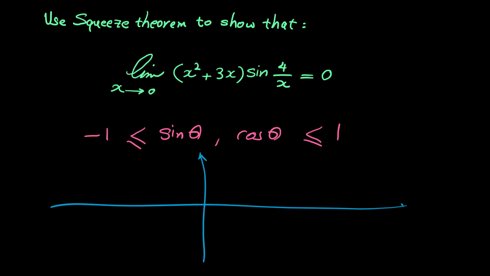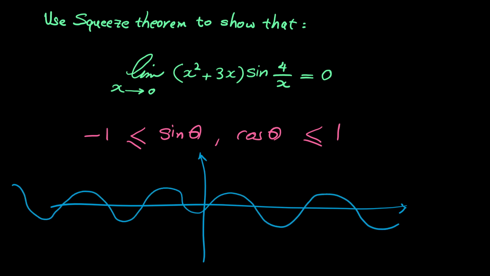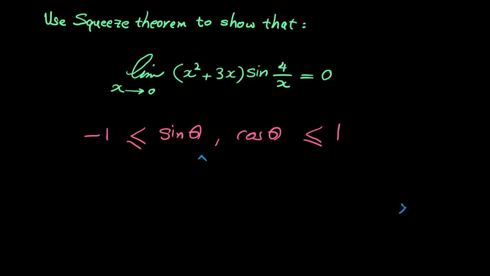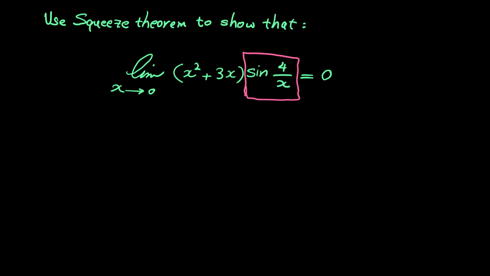And it's because if you remember the graph of sine, it oscillates up and down between -1 and 1. So sine and cosine always oscillate between -1 and 1. For this reason, when we want to find these types of limits, we start from this part of the limit, and we say sine of 4 over x is always between -1 and 1.